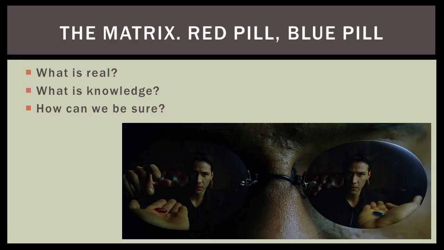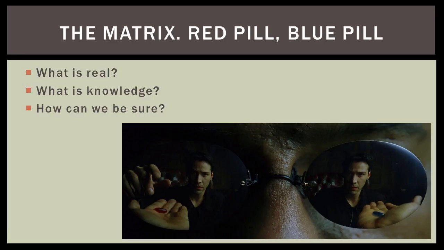But if you're familiar with Neo, he's given a choice by Morpheus whether to take the red pill and begin to see things as they actually are, which is a harsh reality for him, or to take the blue pill and he can go back into the Matrix and live the life that he's always been accustomed to and what he's been told is real.